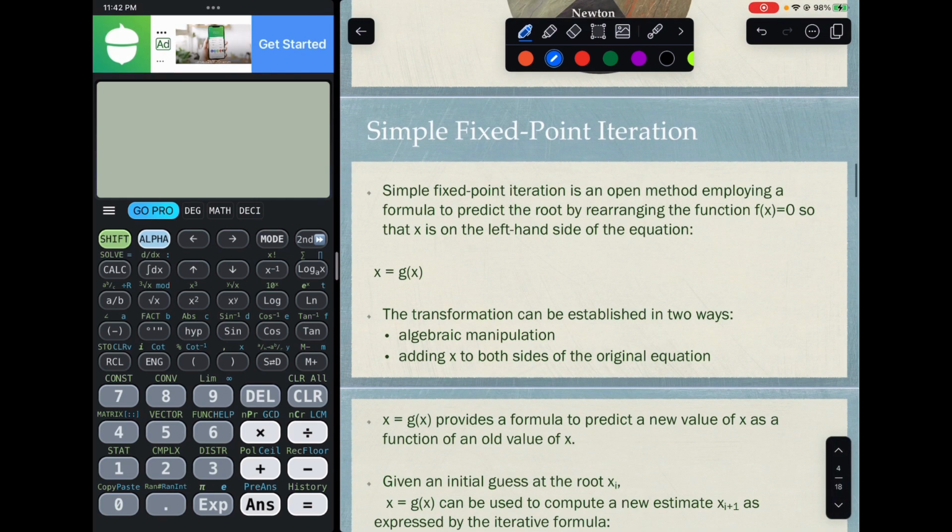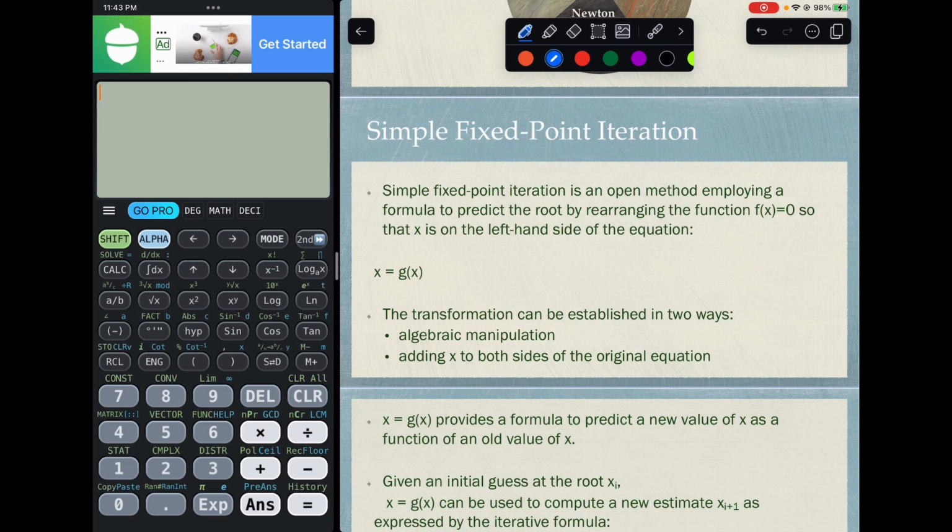method. Under the fixed point iteration, which is an open method, we predict the root by rearranging the function f of x equals 0 so that x is on the left hand side of the equation. If we are given a certain function f of x, we equate that function to 0, and then we transpose the x to the left hand side, and the remaining function will serve as the right hand side of the equation.